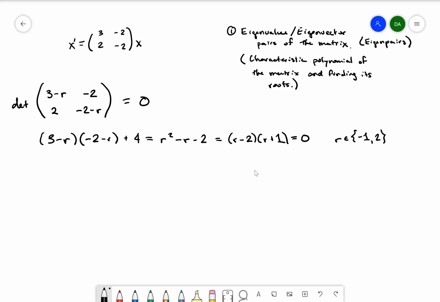So if we look at the eigenvectors that we get for each of these eigenvalues, we'll start with R equals -1. The corresponding matrix that we get is 3 minus negative 1, that's 4... sorry, 3 minus negative 1 is 4, minus 2, 2, negative 2 plus 1, negative 1.